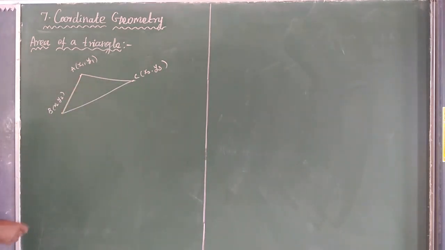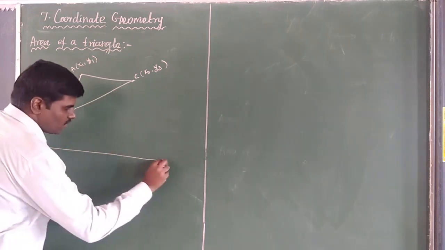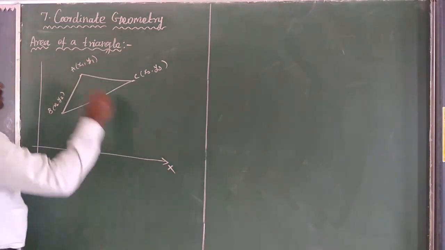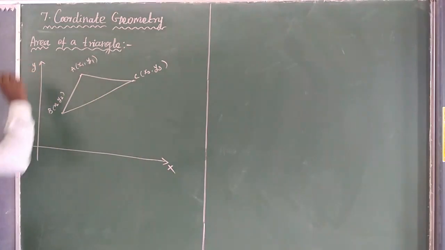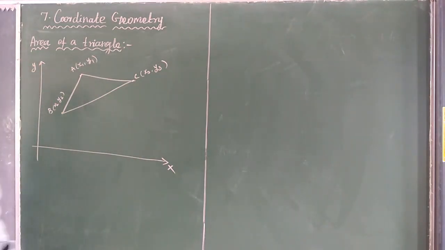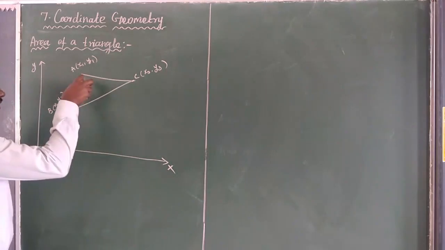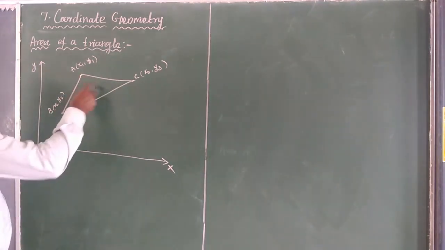Okay. Here I will consider the same triangle. I will take the x and y coordinates. Consider the x axis, and again you put the y axis. Here x and y axis. Here I need the area of the triangle only. This area only I need.